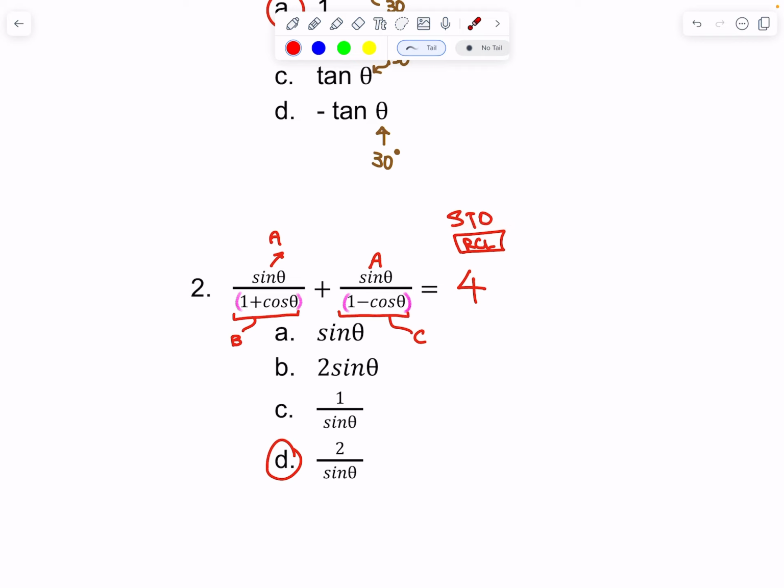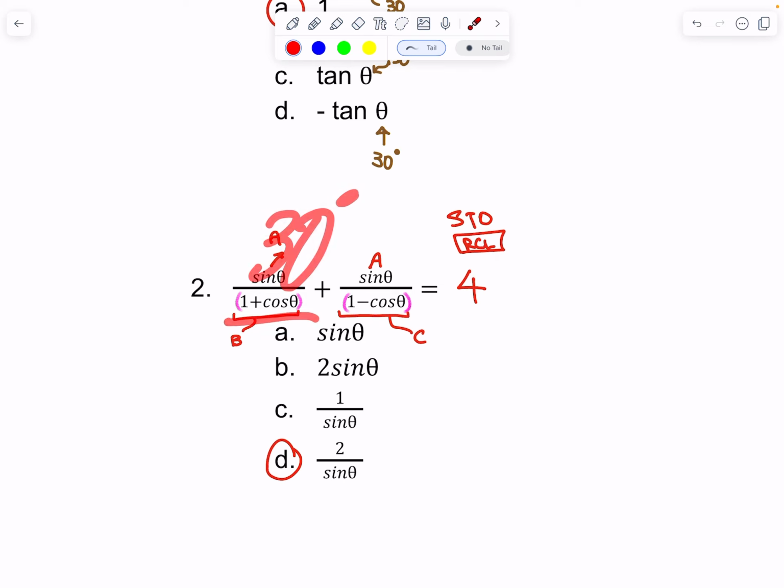So I do shift, save to, you choose any of the letters A, B, C, D, X, Y, M. So I choose A. So that means next time whenever I click A, which is in red color, so you use alpha A, I will be finding the answer of sine theta, 0.5, because I'm using 30 degrees.